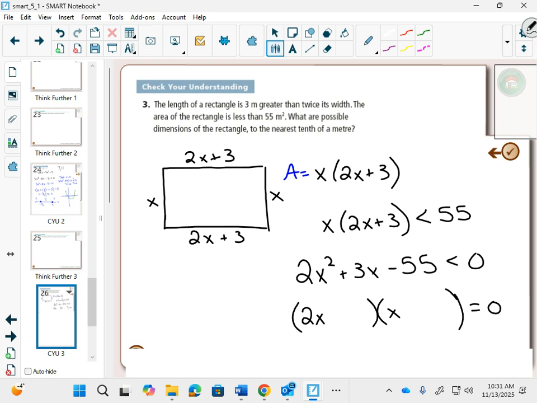55 is either 1 and 55 or 5 and 11. So if I try 11 here and 5 here, my outside's 22, my inside's 5, that doesn't work. So I try 5 here and 11 here, because I already know that 1 and 55 won't work, and that makes my outside 10, inside 11. That doesn't work. So things are not working with factoring, which means I have to go to the quadratic formula.